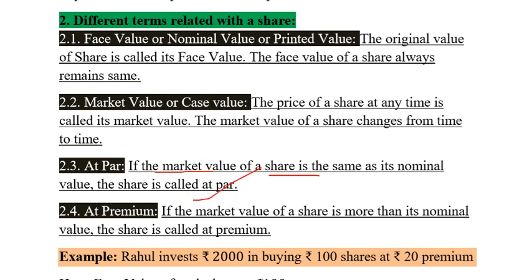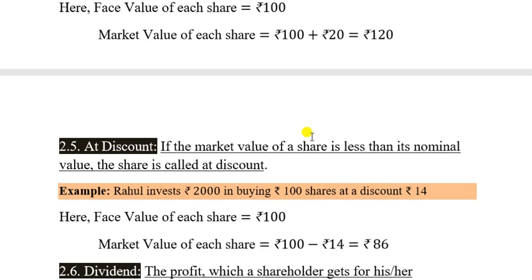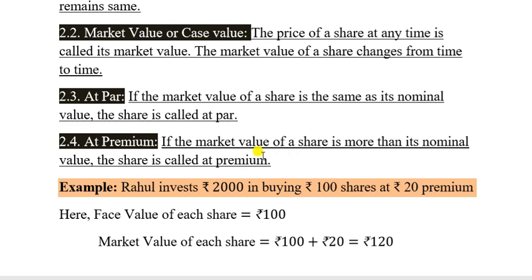Now we are going to the next, at premium. What is at premium? At premium is when the market value of a share is more than its nominal value. Market value will be more than its nominal value. Suppose face value is 100 rupees but market value is 120 rupees, then we call it at premium.